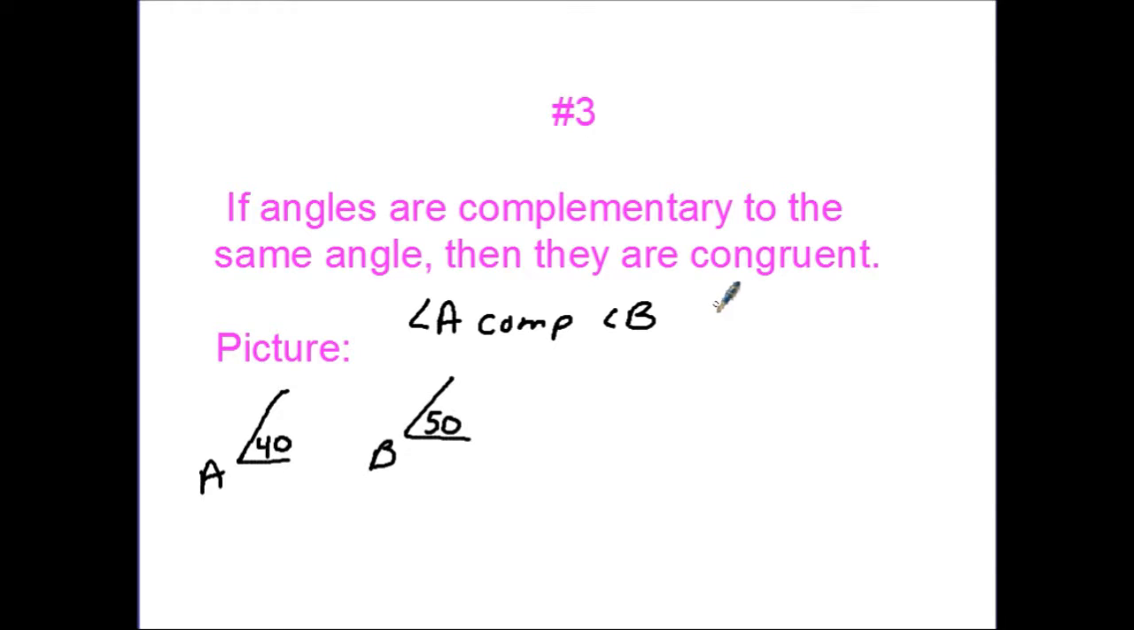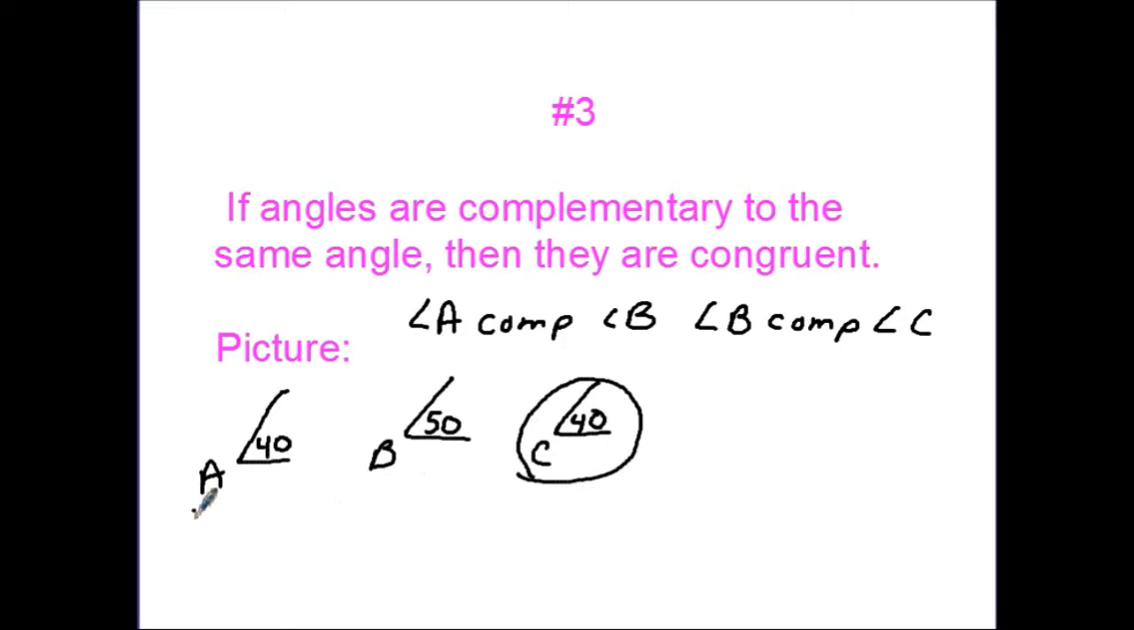Now, let's also say that angle B is complementary to angle C. What would that mean angle C is going to be? Well, if they're complementary to B, it means angle C is going to be 40 degrees as well. And again, let's look at C and let's look at A. They have the same measure. Therefore, we know that angle A is going to be congruent to angle C.